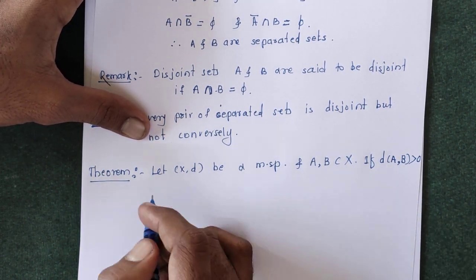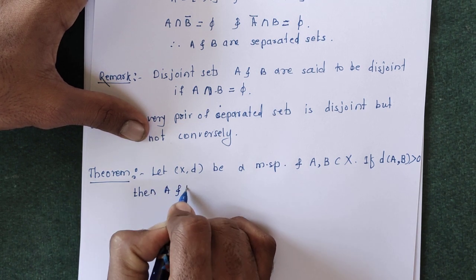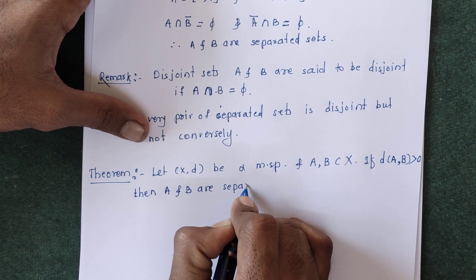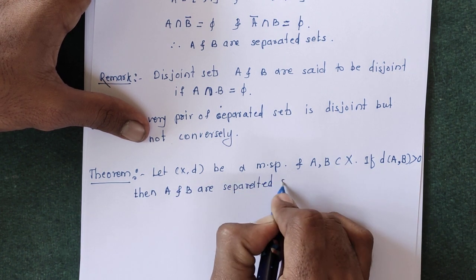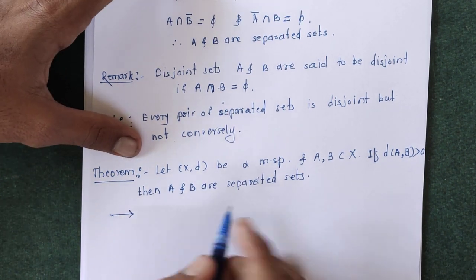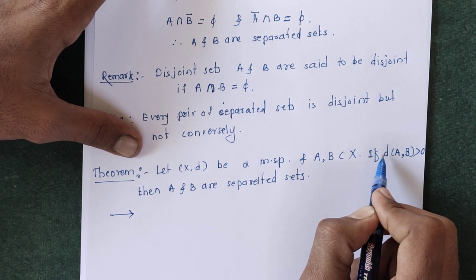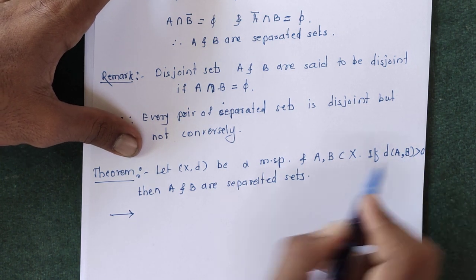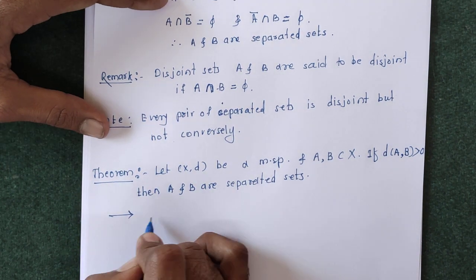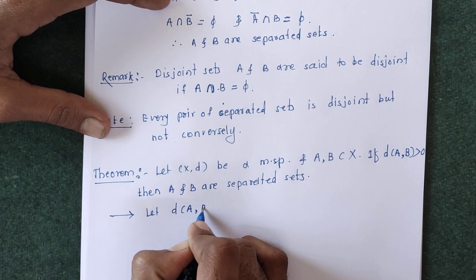So if the distance d(A, B) is greater than 0, then A and B are separated sets. To prove this theorem, we are given that A and B are two subsets of X and the distance between A and B is greater than 0, and our claim is that A and B are separated sets. So let the distance between A and B be equal to, suppose, lambda.